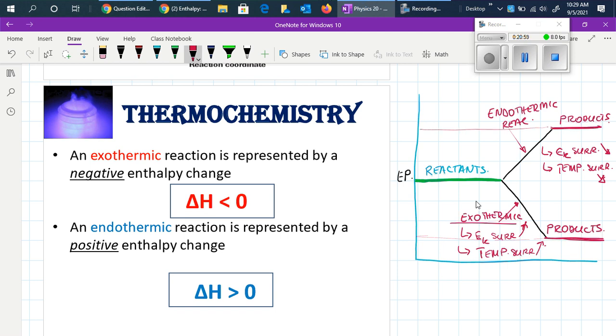And this change, based on the conservation law of energy, is going to be absorbed from the surrounding. So in this case, what do we have? It is released to the surrounding. On the other case here, it is absorbed from the surrounding. Make sense?